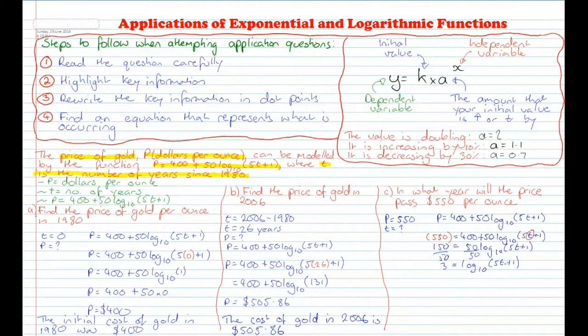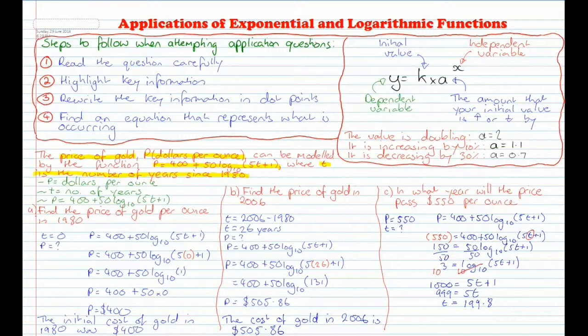Now as you can see, the t here is part of a log, so in order to undo a log, what we need to do is an exponential. So we're going to do 10 to the power of 3 and 10 to the log 10. They're going to cancel out, so we're going to be left with 10 to the power of 3 is 1000 is equal to 5t plus 1. Now what we need to do is just rearrange and solve for t, so subtracting 1 gets us 999 is equal to 5t, and then dividing both sides by 5 gets us t is equal to 199.8. So we know that 199.8 years after 1980, the price of gold will be $550 per ounce.